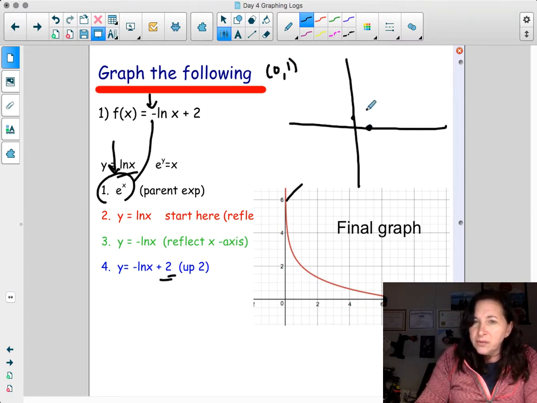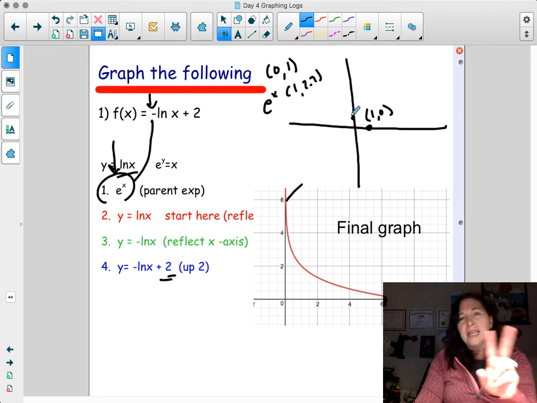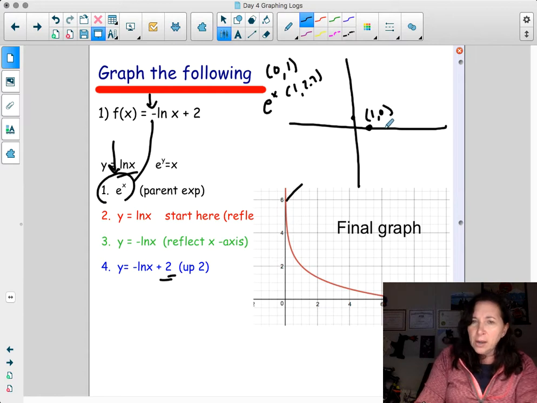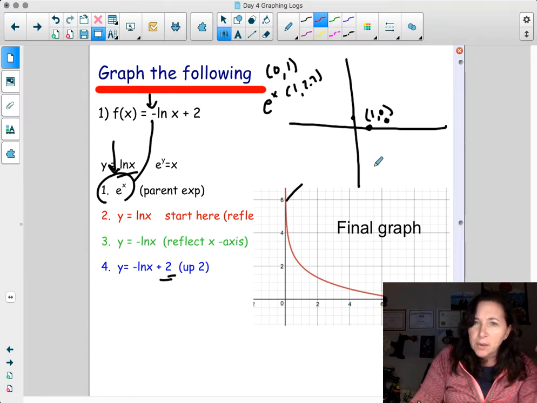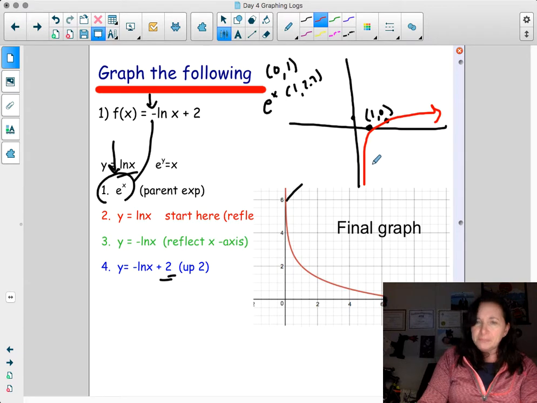So there's 1, 0. And then for e to the x power, you had another point: if you plugged in 1, you would get 2.718. Well, the inverse of that is going to be 2.718, 1. And so that's reminding me that my graph is doing this. That's how I would start with that graph.